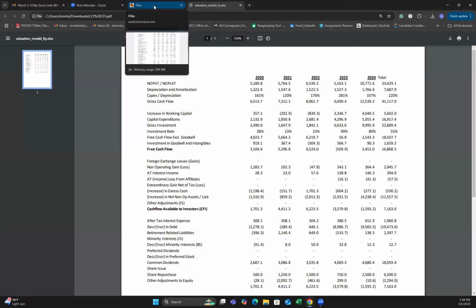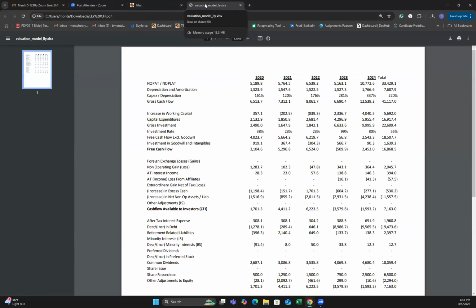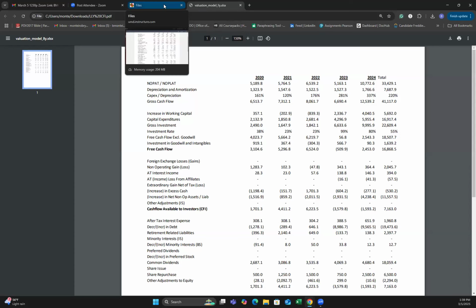Yep. So starting with Lilly, we can see that they are expanding more aggressively than Merck. As you can see here, the reinvestment rate for Lilly went up to 99% in 2023. I'm sorry, I want to talk about the capex over depreciation, which is a lot higher, which shows that they're expanding and investing a lot, from 161% in 2020 to 337% in 2024. That almost doubled.